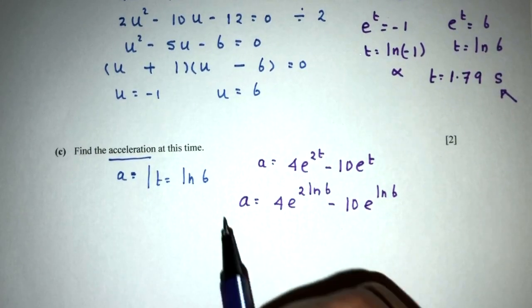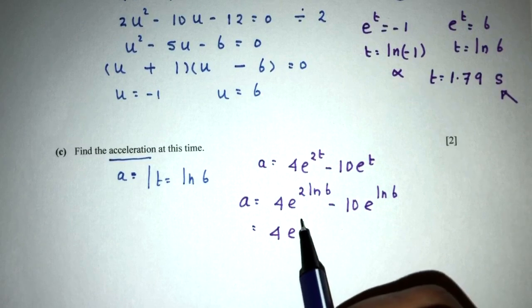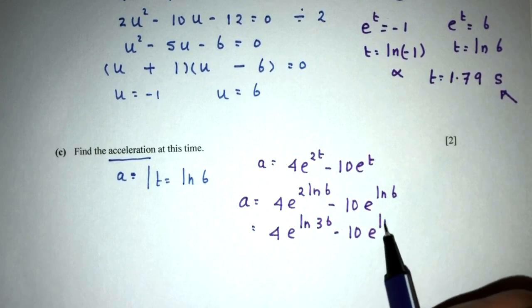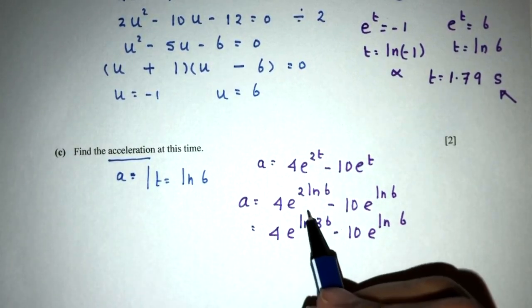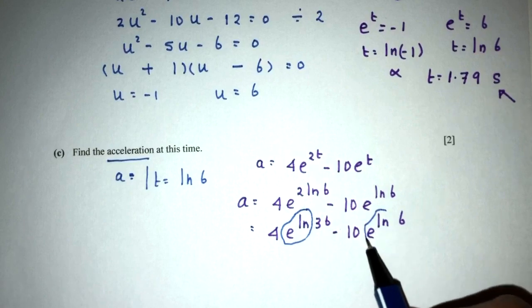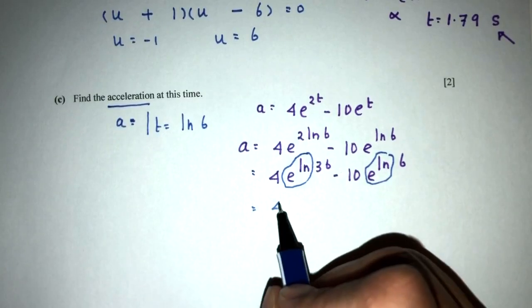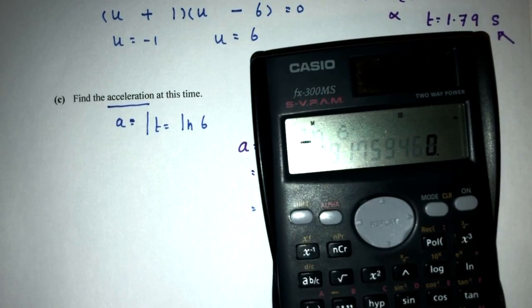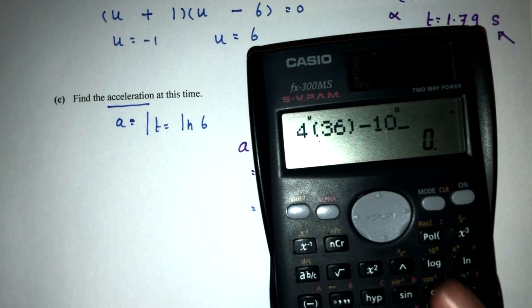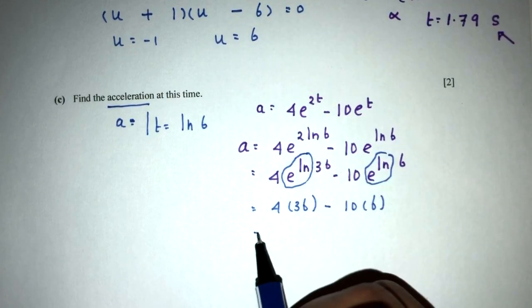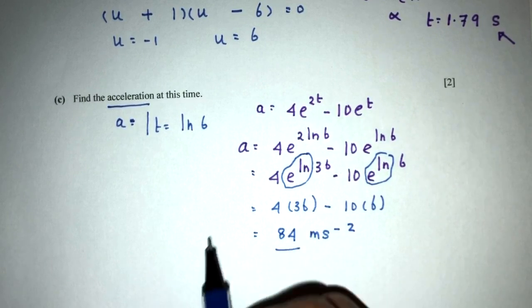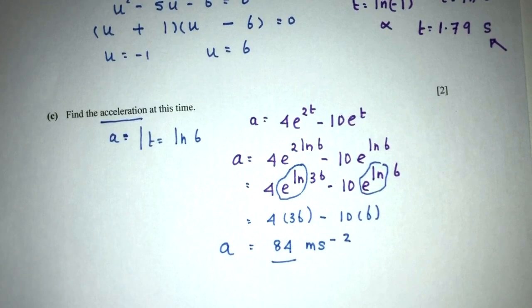So simplify. That will be 4 exponential ln, we send this over here, you will have 36, minus 10 exponential ln of 6. Now these two will cancel out, right? You have to know this. So you will have 4 times 36 minus 10 times 6. That should be 84 for your value. 84 meters per second square for the acceleration at that time. Okay, so that will be your answer for question number 9.